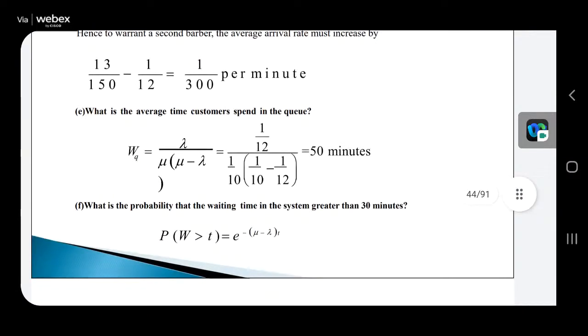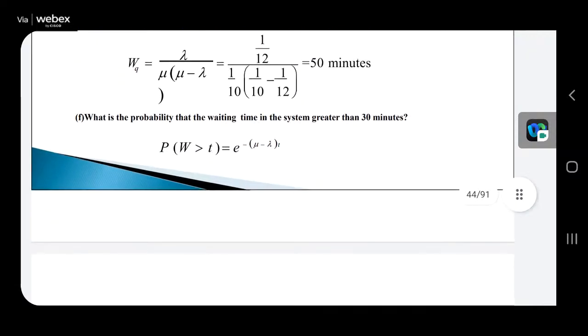What is the average time customers spend in the queue? Again, Wq they are asking. Straight away formula, so you can substitute and you get the solution. This is what I have given you for F. To solve the Fth one, I have given the formula on the whiteboard.